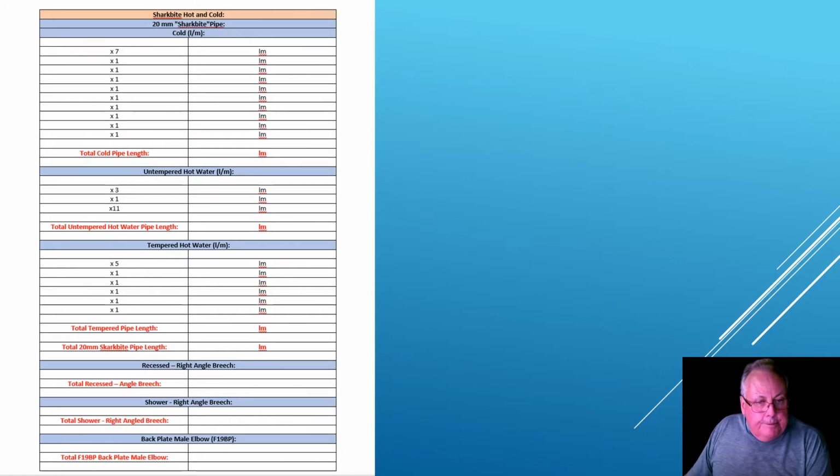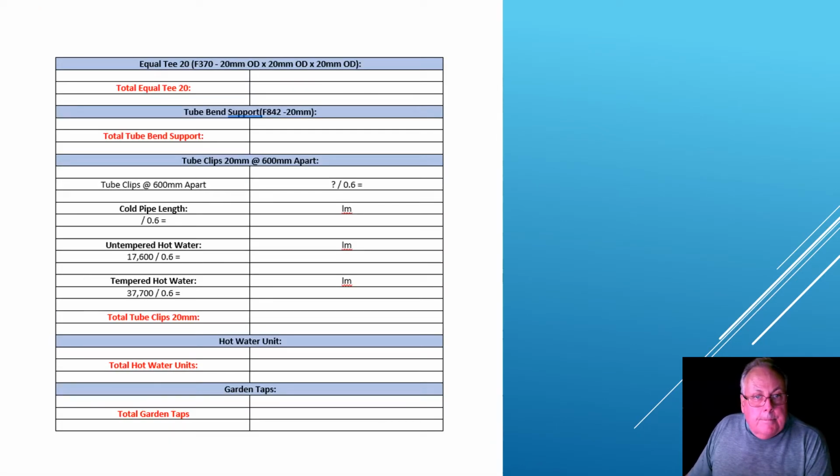Okay, I'm back with you. I hit the wrong button. Okay, so you can see through here a back plate, male elbow, and you can find out what that code is and the number of those, total shower right angle breaches, and put your answer here, here, and here. Okay, slide 10. All right, equal T. So we've given you the size, we've given you the code. How many of these do we need? Your answer goes here.